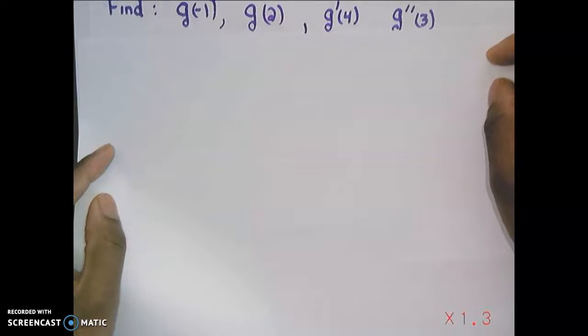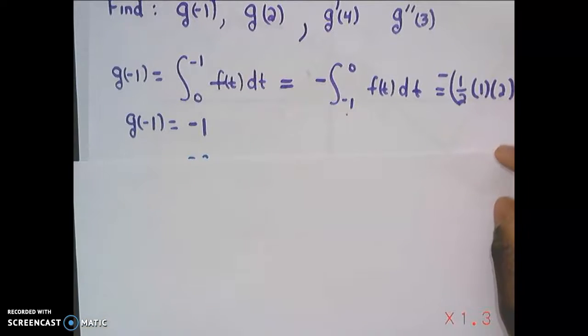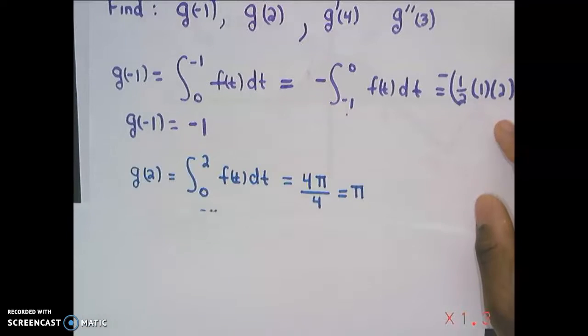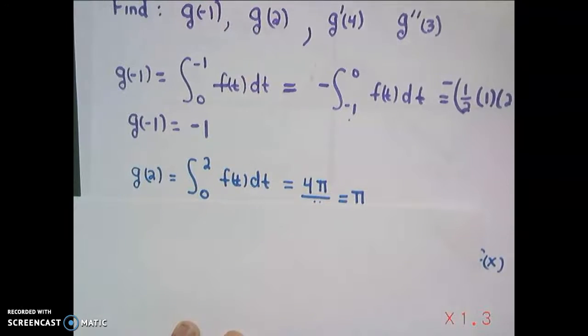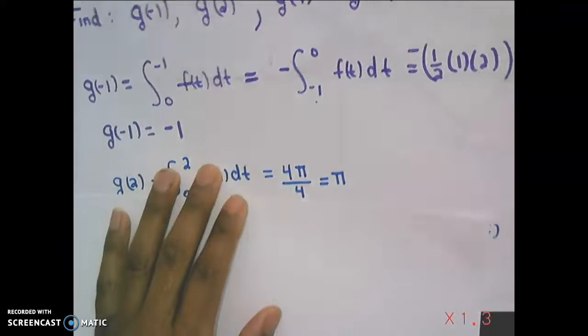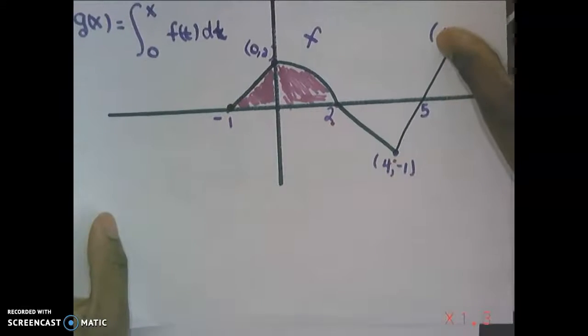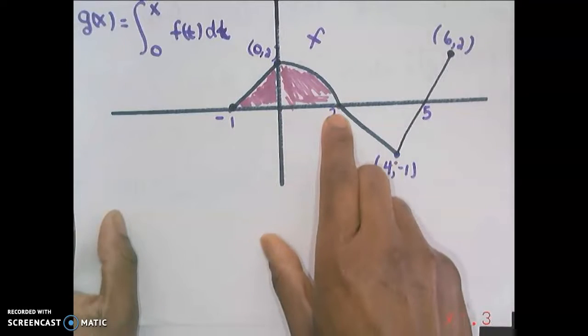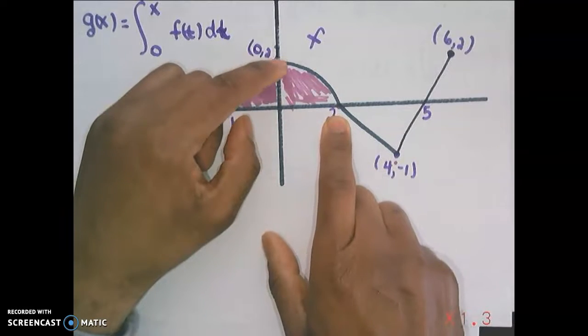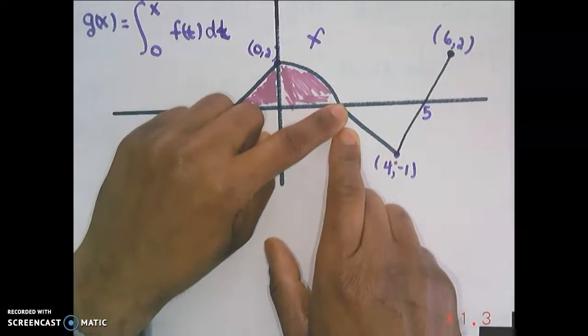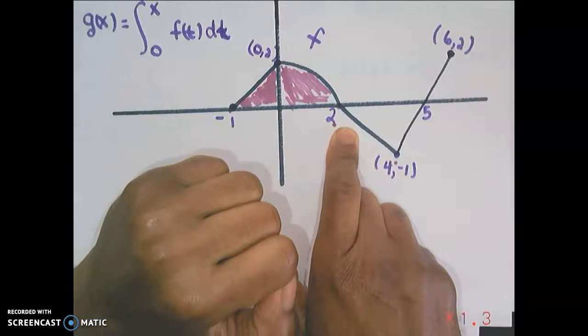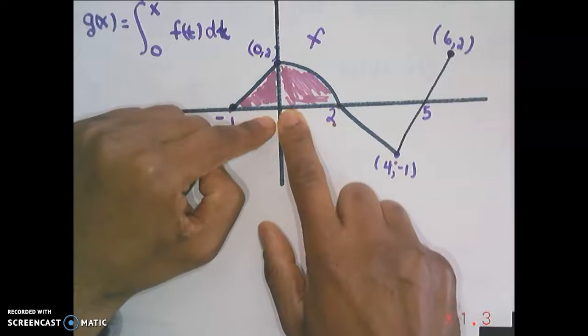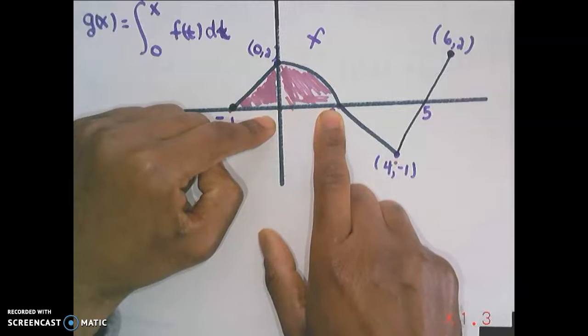Now g of 2 means that I'm just going to integrate from 0 to 2, right? So let's look at the portion from 0 to 2 on the graph. And if you see here, from 0 to 2 we have just a fourth of a circle. So I'm going to find the area of the whole circle and just divide it by 4.